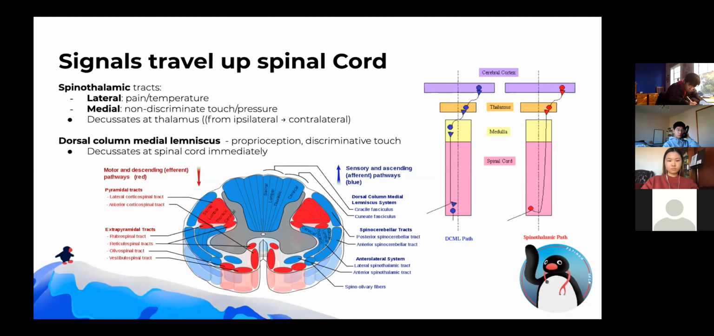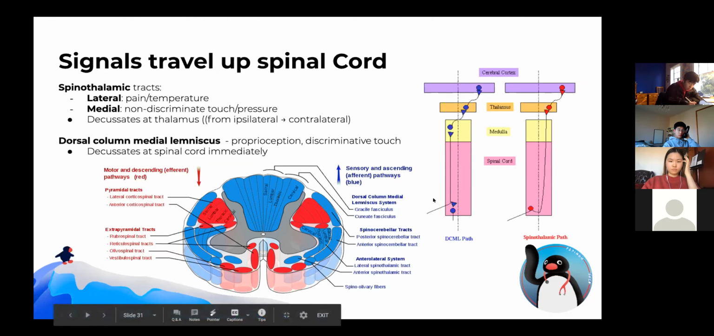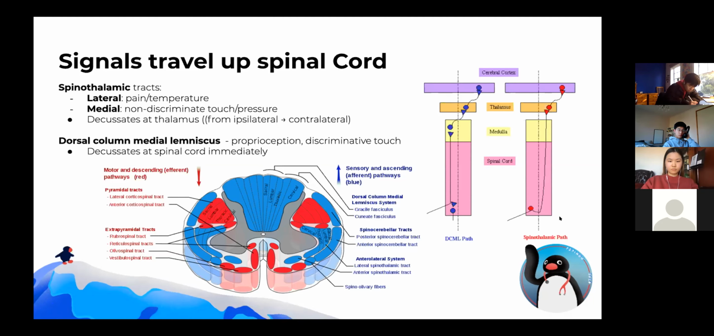And the main difference you need to know, which you probably learned last semester, is that spinothalamic decussates at thalamus, and the DCML decussates immediately at the spinal cord. So if you look at a diagram, it captures what you need to know. It decussates immediately at spinothalamic, at DCML, and spinothalamic decussates at thalamus.